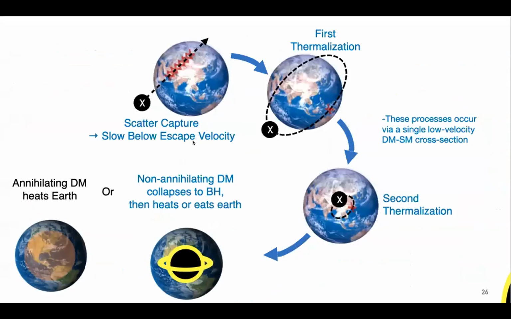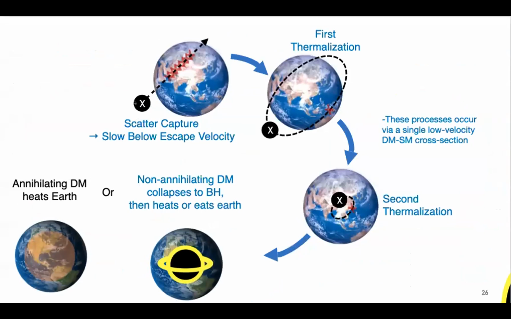If you have dark matter that's very heavy, you can think about it scattering against the Earth a bunch of times and getting captured. And then there will be a first thermalization phase where it's in a wide orbit on the Earth, a second thermalization phase where it's on a small orbit on the Earth, and then it'll eventually either annihilate to heat the Earth or form a small black hole inside the Earth. We'll talk about the second option in a little bit.